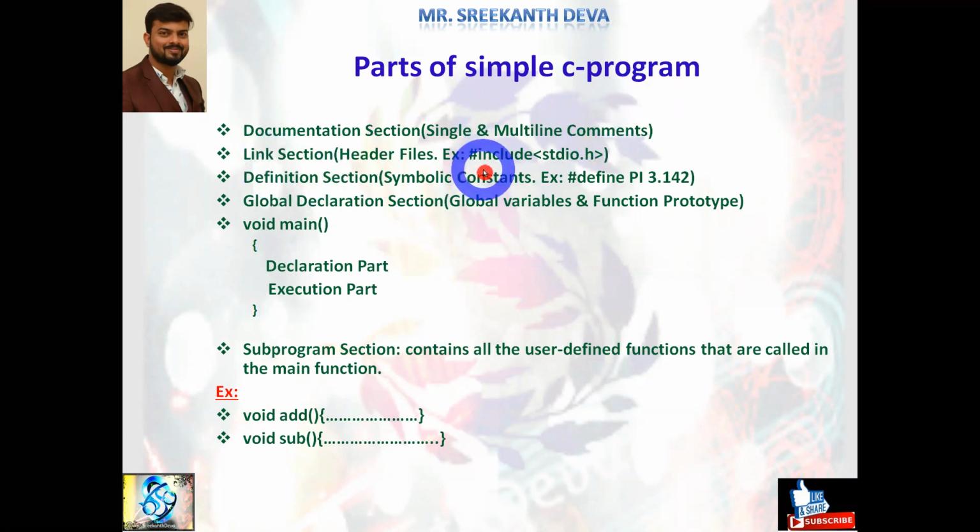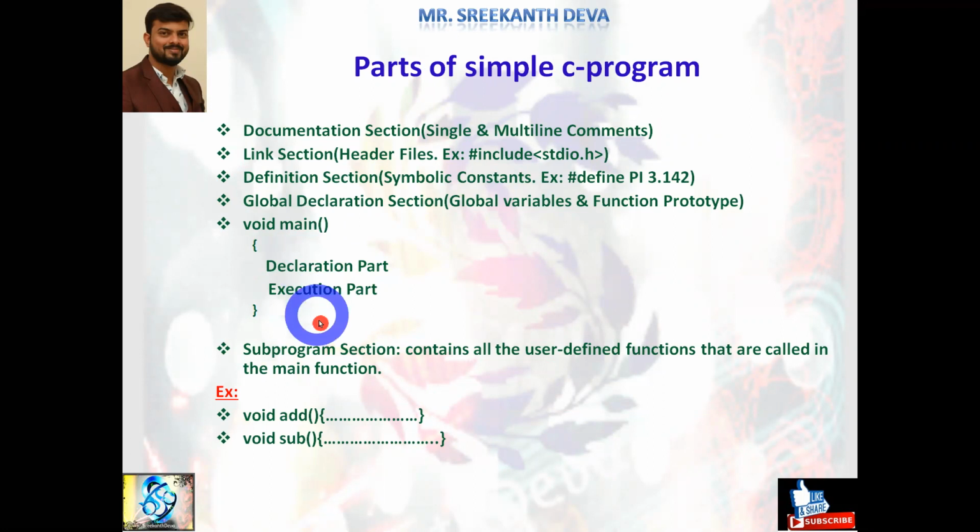Next, the link section. The link section consists of header information. In C language, these header files are provided in the built-in standard C libraries. Several header files are provided here. The most useful header file is stdio.h, the standard input output header file. The definition section consists of all symbolic constants. Generally the constants are defined using macros, hash define. Then the global declaration section: the common variables we must use for different user defined functions or in the main function, that time we go with global declarations. And the main function. Main is the entry point for all programming languages.